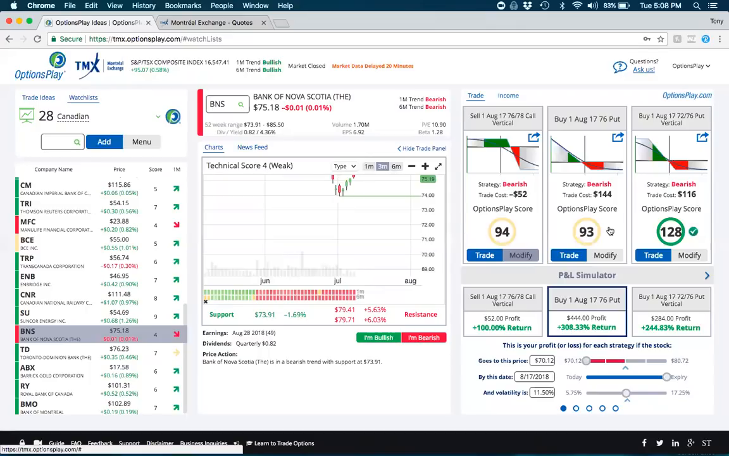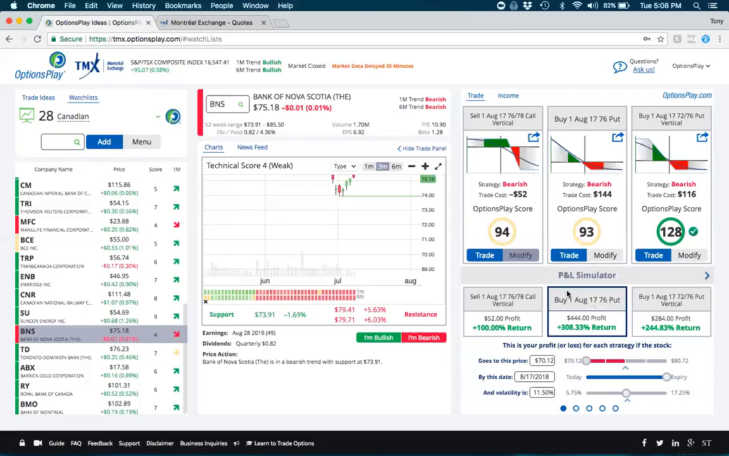But regardless of what your views are, that's really the goal of what I'm trying to show you here today. The P&L simulator allows you to be self-sufficient in your analysis, looking at different option strategies and definitively saying which strategy is best suited for you. You don't need me to walk you through it.